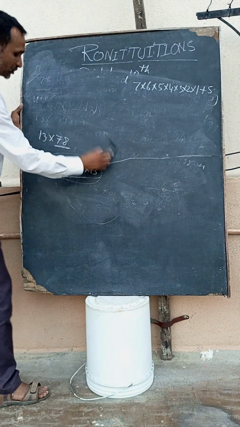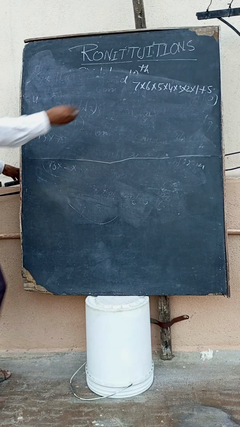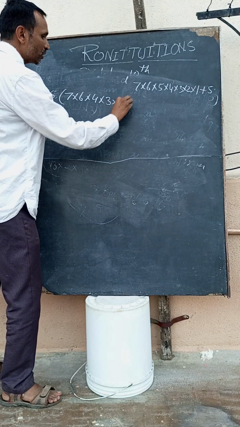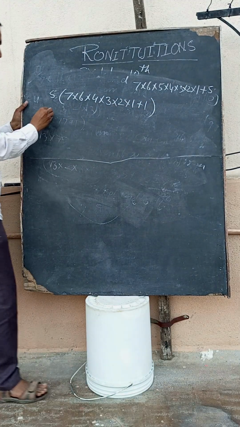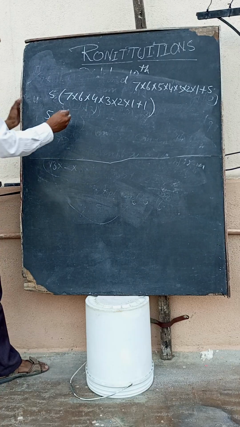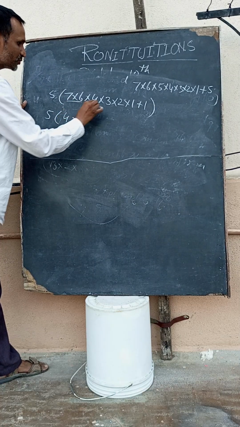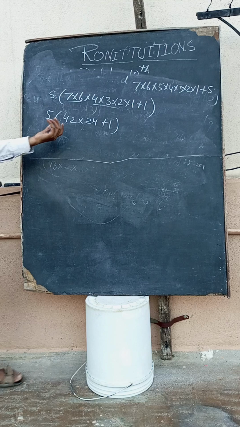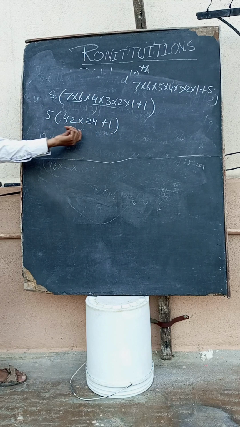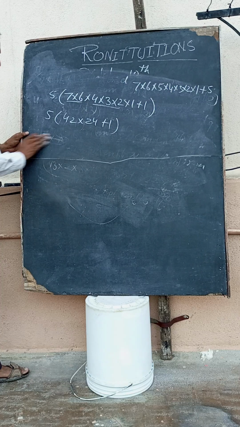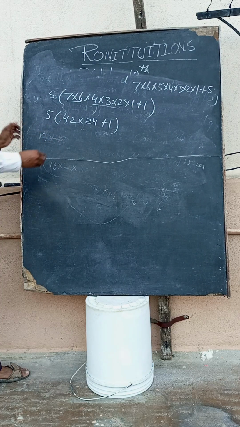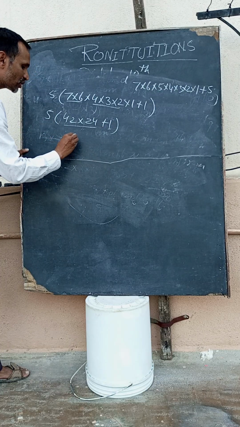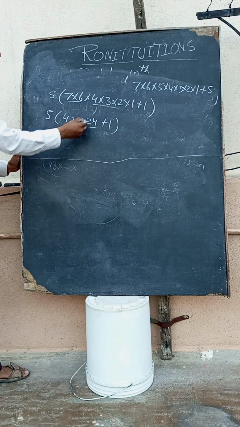If we see that side, this number, then in that we can take 5 common. What remains? 7 into 6 into 4 into 3 into 2 into 1 plus 1. So 5 into this, what can we write? We can write 42 into 24 plus 1. If we take this one, then this is also a composite number. If I add this, then also it will become a composite number. So this number also shows that it is a composite number. If you multiply and add, then also a composite number will come. So this is also a composite number.